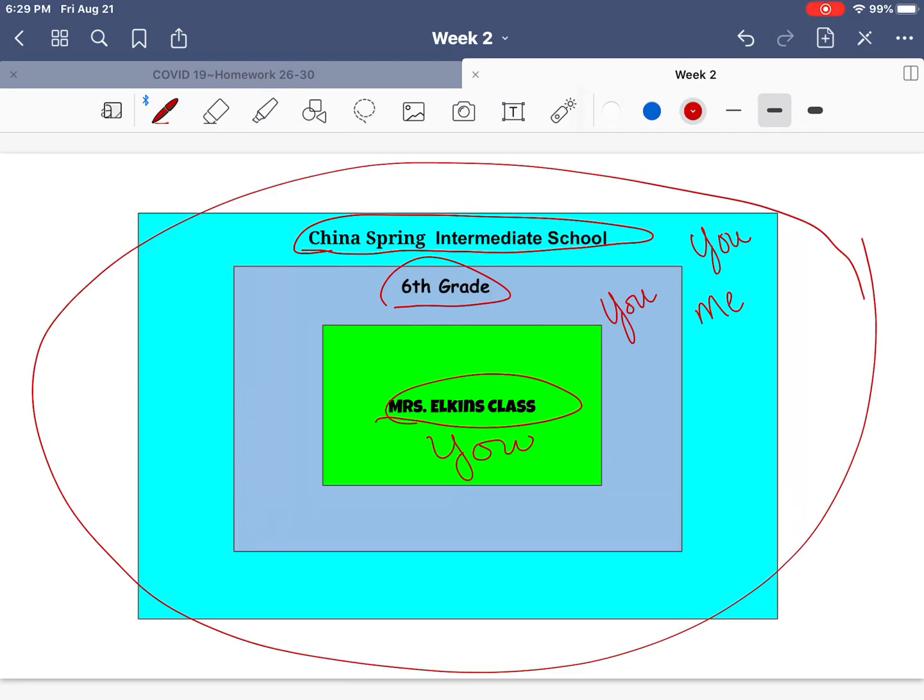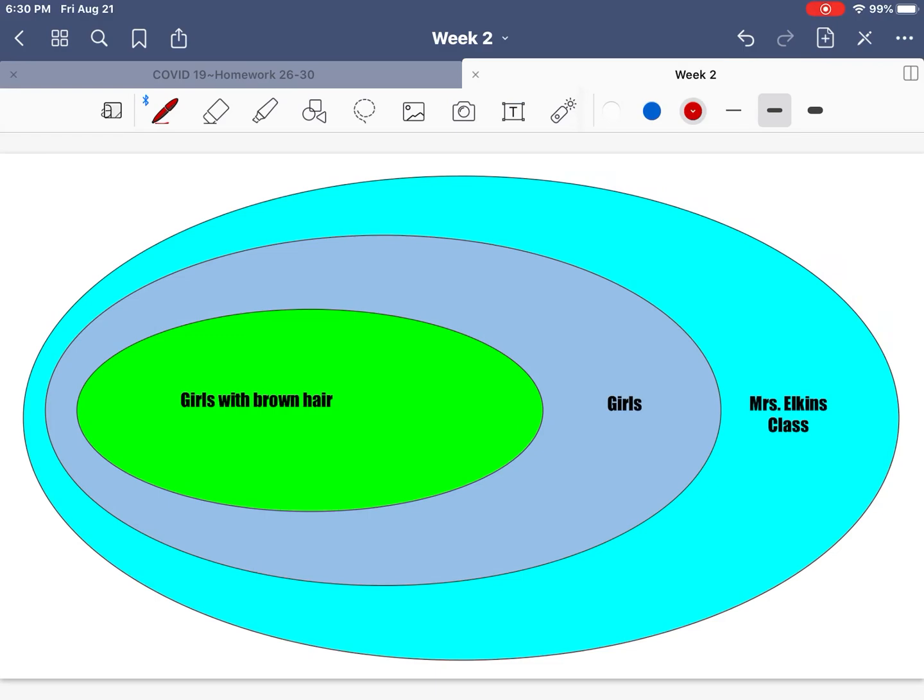So what I'd like to think about now is, what's the most specific place you would fit here? Is it here in the blue, here in the purple, or are you most specifically among all those things in Miss Elkins' class? And the answer to that question is, you are most specifically in Mrs. Elkins' class. So that's where you would fit in this Venn diagram. You're in the middle because you're part of my class. All right? So let's take that a little further.